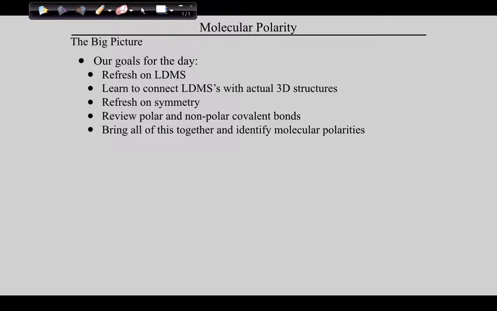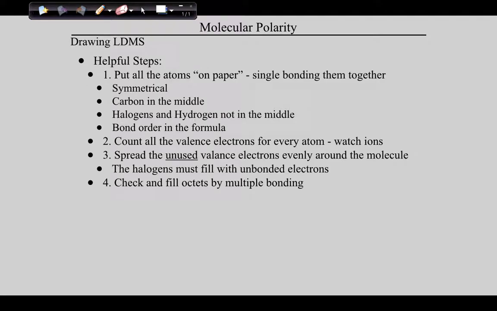Then we're going to go back to the second day of the previous unit. We're going to talk about polar and nonpolar covalent bonding. If you remember, we learned that in the previous unit, and I said don't worry about it until the next unit. Well, now is the next unit. And then we're going to bring all of this together. We're going to talk about molecular polarities, and you're going to get your homework done. Ready to go? All right. Good? Yeah, you guys are good at this.